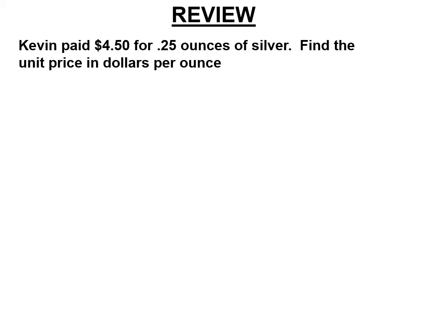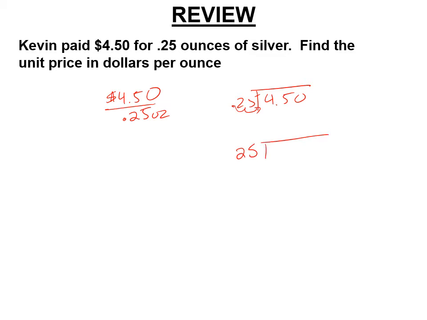Kevin paid $4.50 for 0.25 ounces of silver. Find the unit price. So $4.50 divided by 0.25 ounces. So we want to just make sure we know how to do that. Right? You can't divide by 0.25. You have to move the decimal twice. If you move it twice there, you have to move it twice here. So the problem that has the exact same answer as the one we're doing is 450 divided by 25.